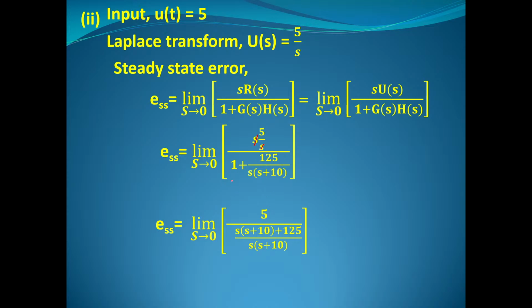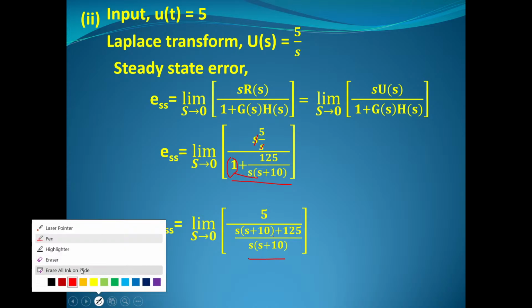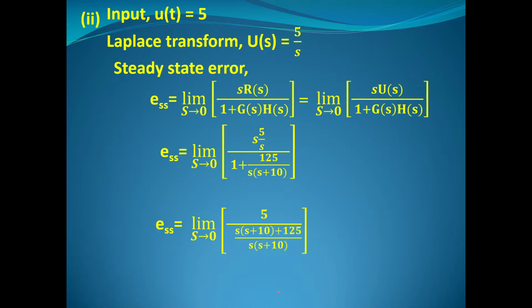So I have taken the common denominator here in this next equation. If you can see, s into s plus 10 in the denominator, and in the numerator, 1 into s into s plus 10 you will get this plus 125. You just simplify. I have just simplified the denominator term. So 5, if you want, you can send it outside. Why? Because 5 is constant. So write it down. As soon as you complete, just inform.